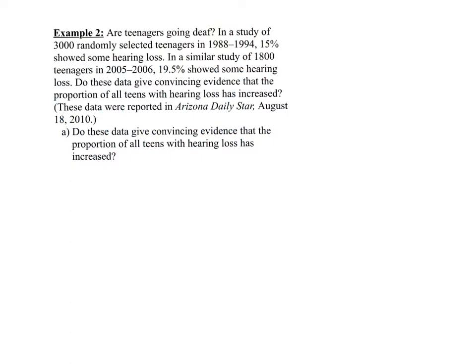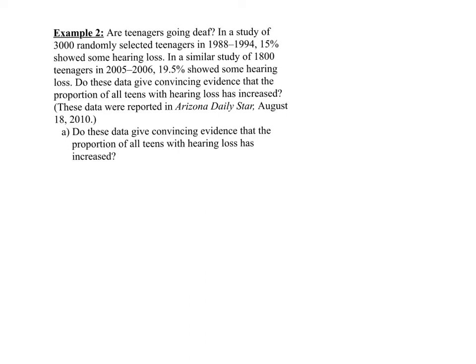Okay, this is the second example of this section, but our first example for a two proportion z-test. They want to know if teenagers are losing their hearing. So we had a study of 3,000 teenagers in 1988 to 1994, and we had another 1,800 in 2005 and 2006. Just note that these are two separate samples. We're going to assume that nobody was included in both samples because they're at least more than 10 years apart.